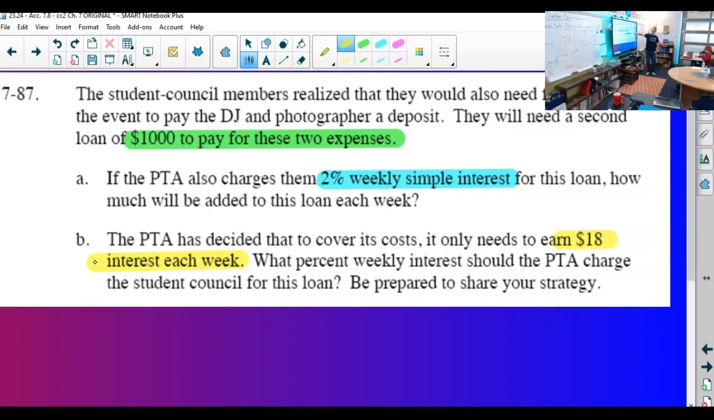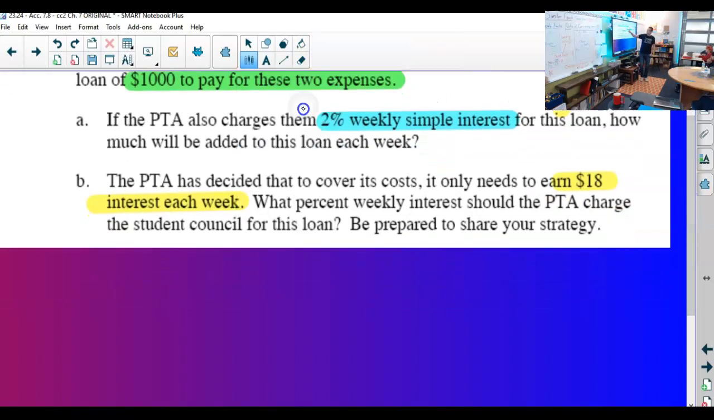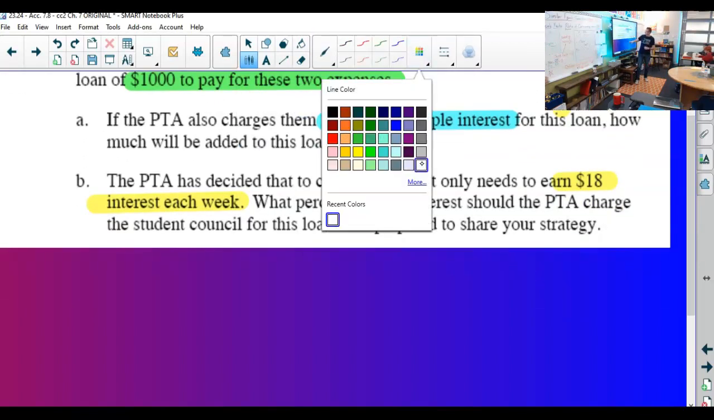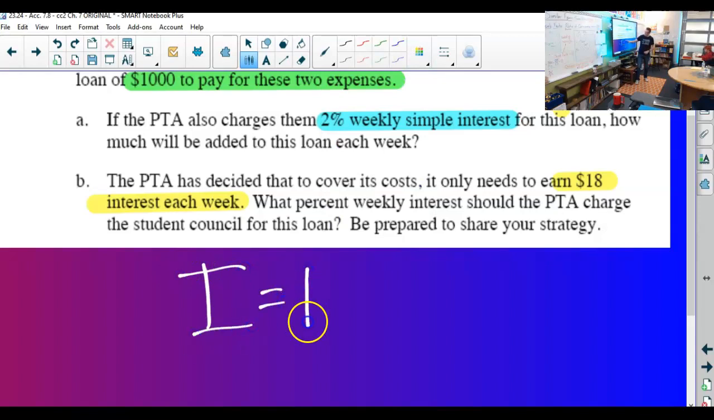So forget about part A. We just did a bunch of 2%, right? We could do that again. We're just going to change the principal. But let's talk about part B. If they charge us $18 a week, so guys, on graph paper or somewhere, let's set up our PERT formula again.